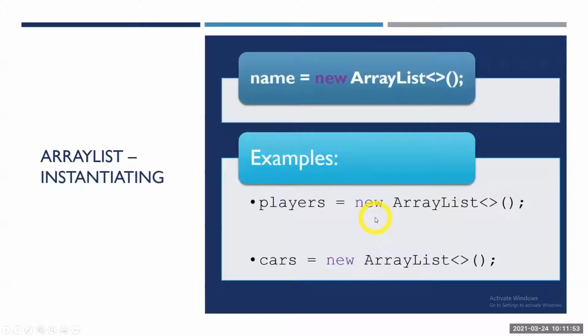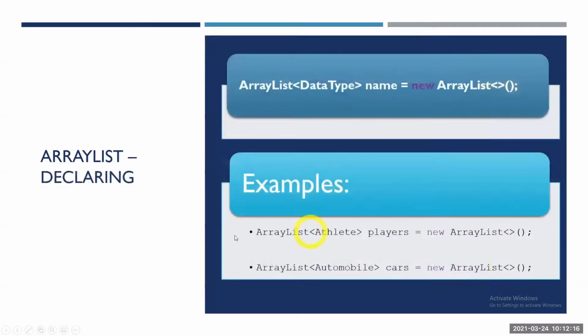How do we instantiate it? So you say whatever your name is equals new ArrayList, less than, greater than, and then your parentheses. You can omit the less than and greater than here. You don't really need this here. You can just do the open and close parentheses. Same thing goes for our automobile ArrayList. You can omit the less than and greater than symbols and just have the parentheses.